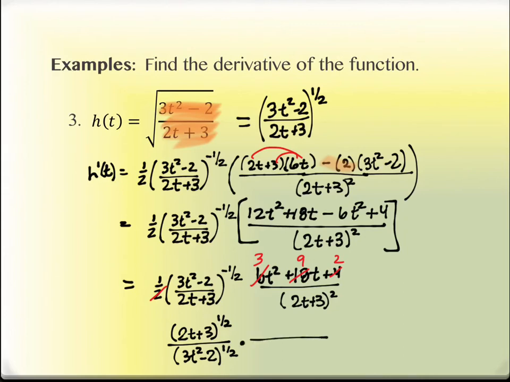And this is times 3t squared plus 9t plus 2 over 2t plus 3 squared. So do you see that I've got a 2t plus 3 to the 1/2 right here and a 2t plus 3 to the 2 right there? I've got to combine them because they're exactly the same, just with different exponents.